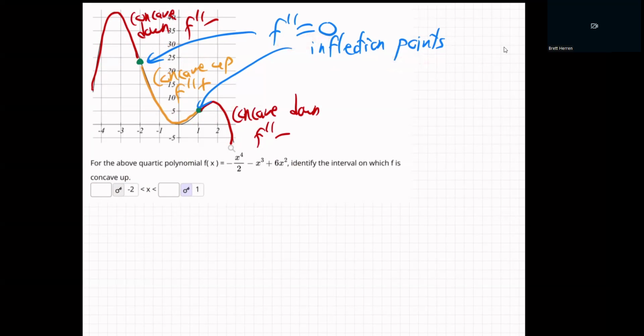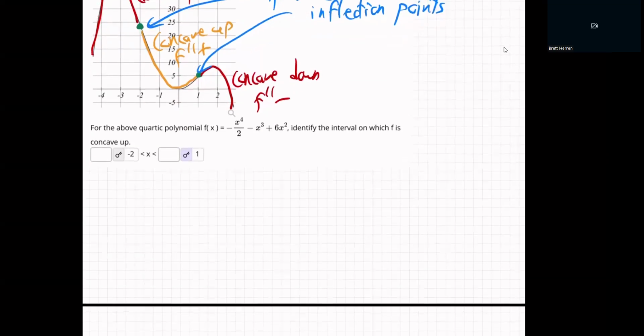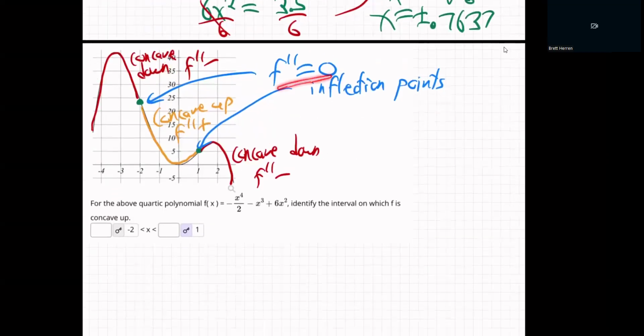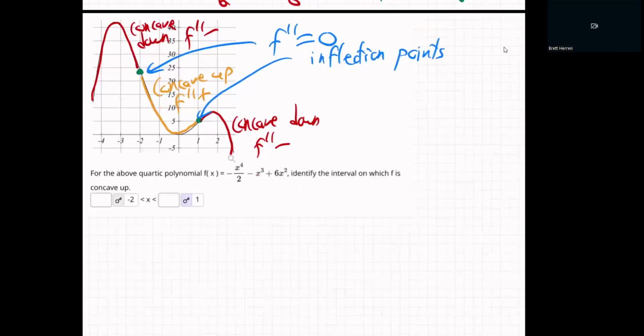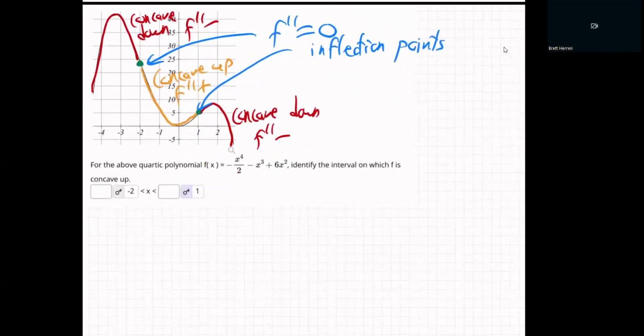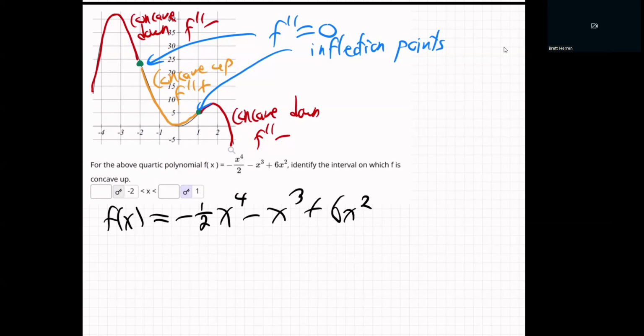I've got to find those two points, because that'll tell me where it's concave up, which is what they're asking for. So I've got to find where the second derivative is zero. Those are called the inflection points. So how do I do it? Well, I've got to take the original function they gave me. I'm going to rewrite it because I hate fractions, as you probably know. So this is minus a half x to the fourth minus x cubed plus 6x squared.